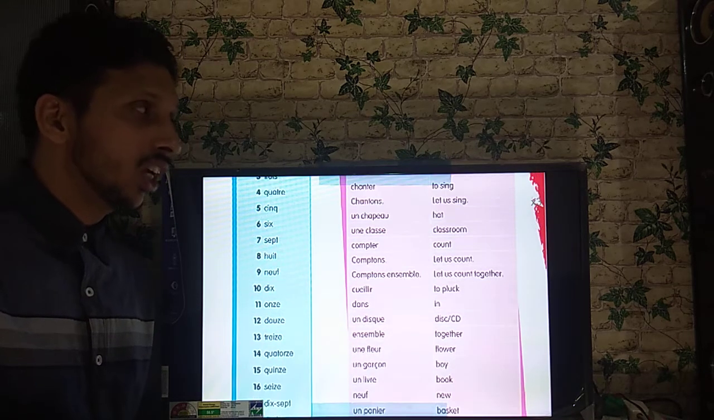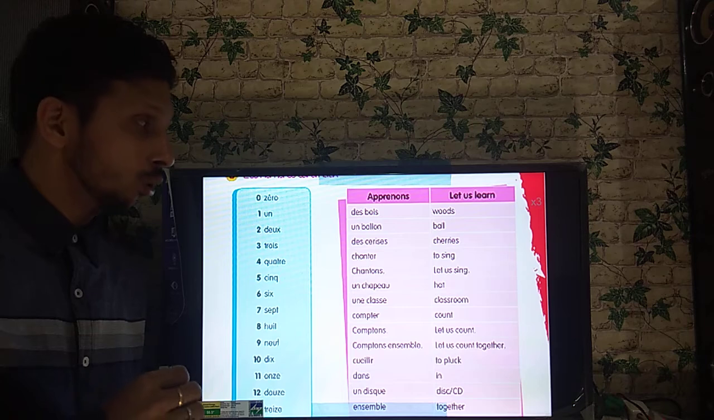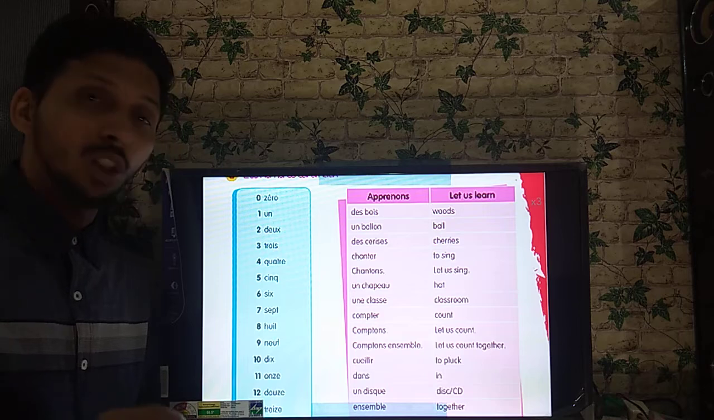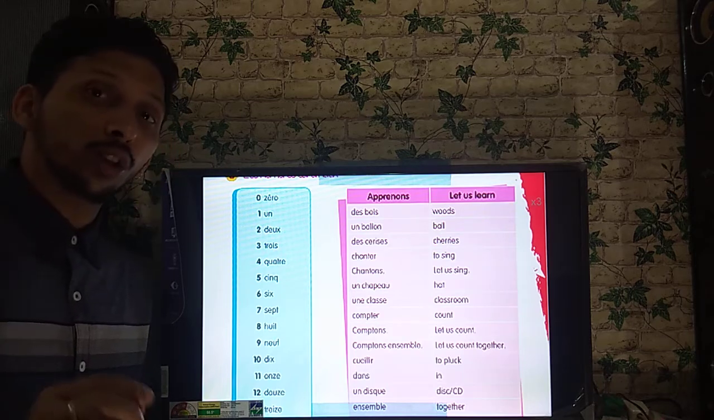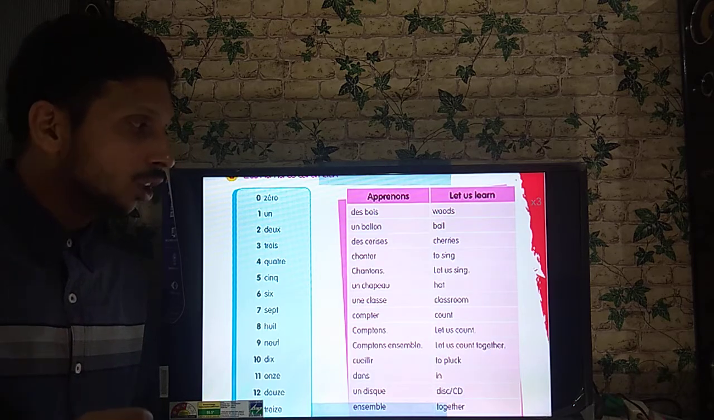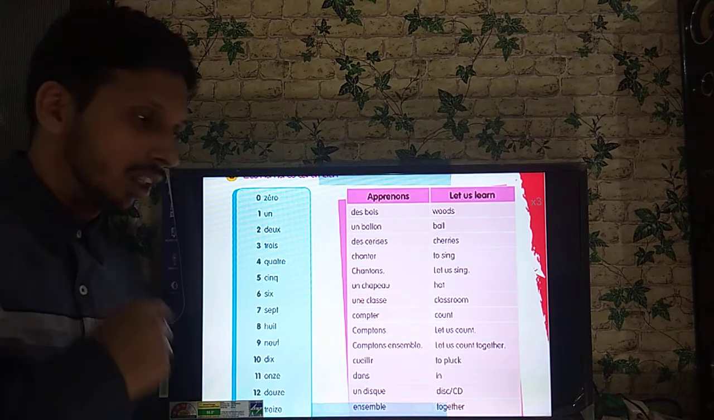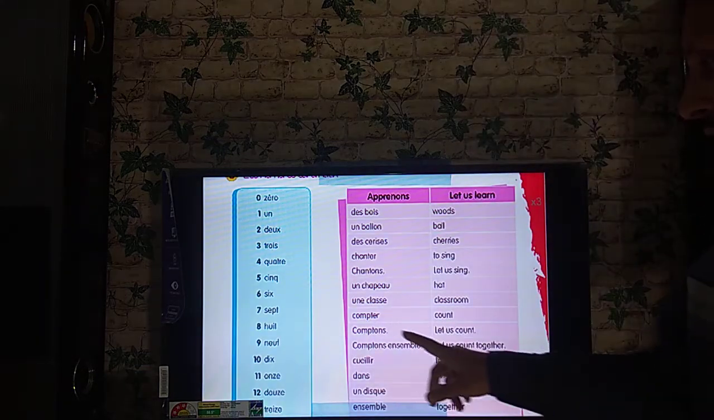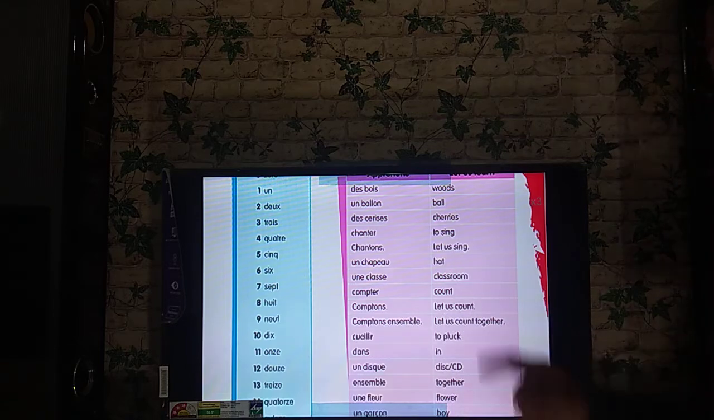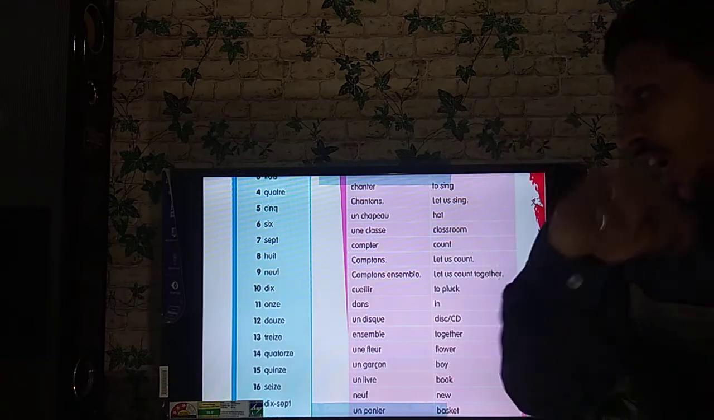I'll give you a quick pronunciation so that you become familiar with it. Des bois means woods. Un ballon means ball. Des fraises means strawberries. Chanter is to sing, that's a verb. Chantons, let us sing. Un chapeau, hat. Une chaise, chair. Then comes compter, to count. Comptons is let us count. Comptons ensemble, let us count together, that's the name of the chapter.